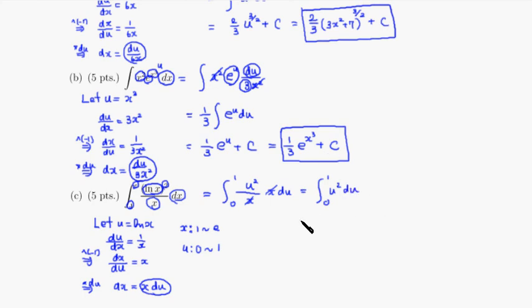So take the antiderivative. The antiderivative of u squared is u cubed over 3. Then you have to go from 0 to 1. Plugging in 1, 1 cubed is 1 over 3, minus plugging in 0, which is 0. So the answer is 1/3. That's it. I hope that this was clear.